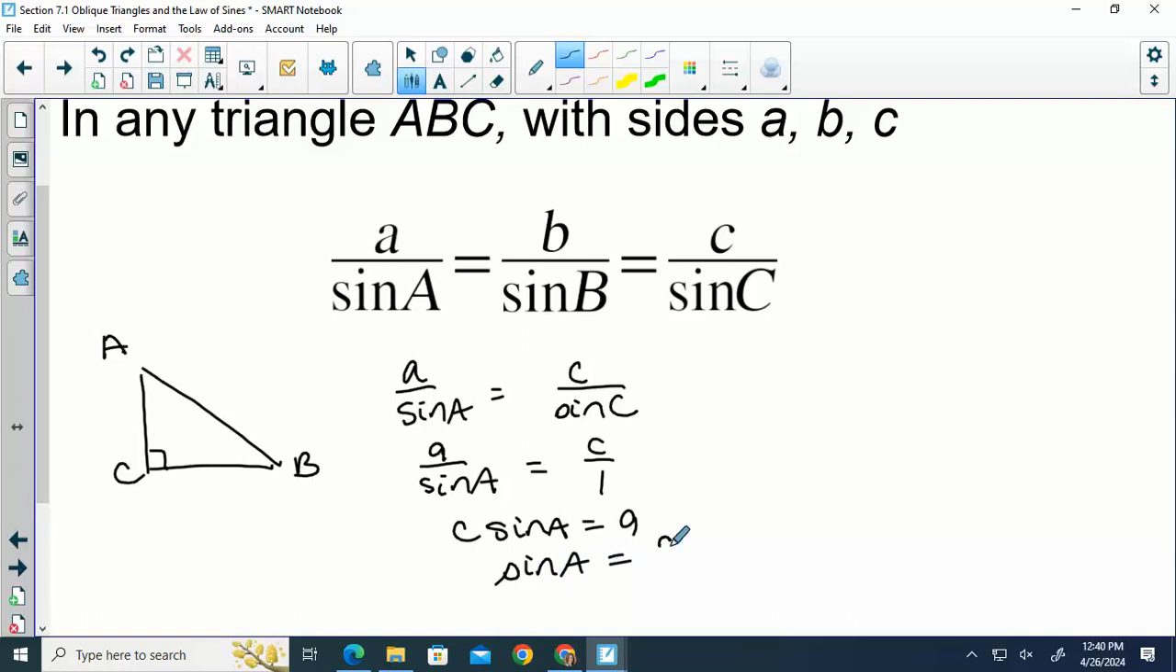So sine A equals A over C. Isn't that opposite over hypotenuse? And you could do the same thing if you were working from angle B. So this doesn't contradict what we already know. It's just a more generic version that we can use in any triangle, not just right triangles.